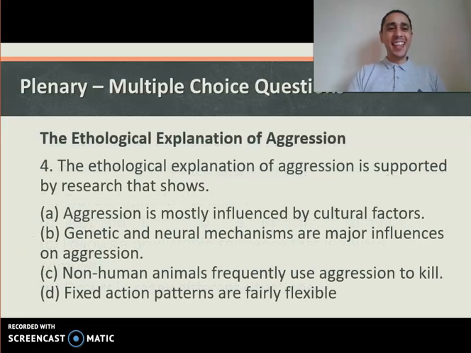Number 4. Oh gosh, I suck. The ethological explanation of aggression is supported by research that shows A. Aggression is mostly influenced by cultural factors. B. Genetic and neural mechanisms are major influences on aggression. C. Non-human animals frequently use aggression to kill. Or D. Fixed action patterns are fairly flexible. I'm going to go with B. Good.